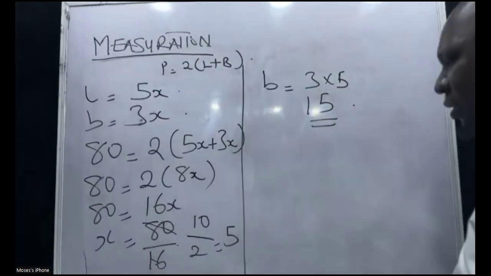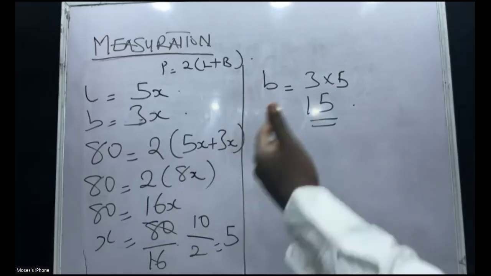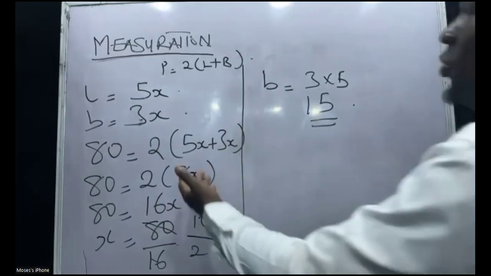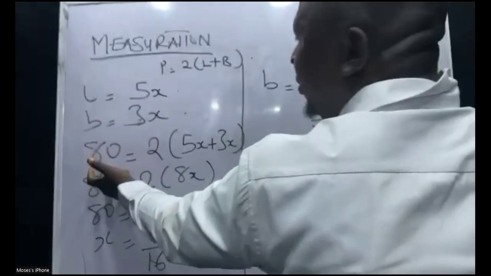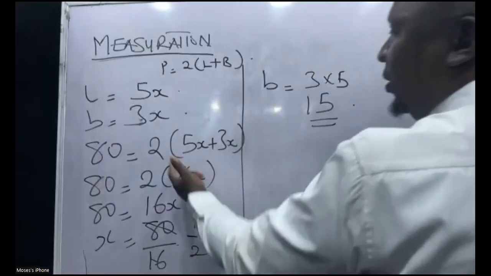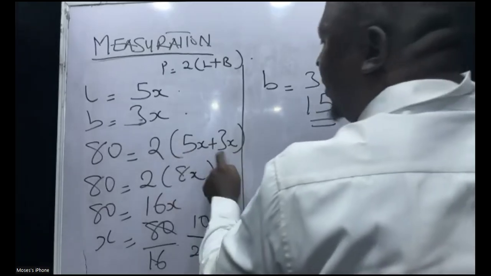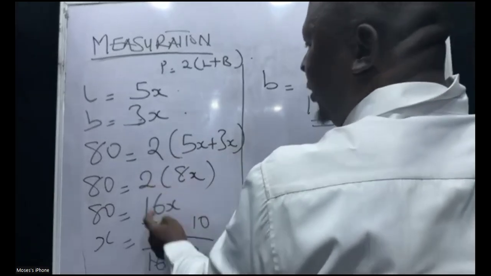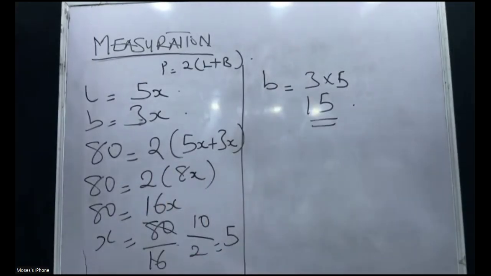I said it's divided into what? 5:3. Your length is 5 parts, your breadth is 3 parts. Now I represent each part with x. Use your formula. Perimeter is 2 bracket L plus B, which is the 80 centimeter we were given in the question. You get 2 bracket 5x plus 3x. 5x plus 3x is 8x. 8x times 2 is 16x. We have 16x equals 80. When you divide 80 by 16, you get 5.